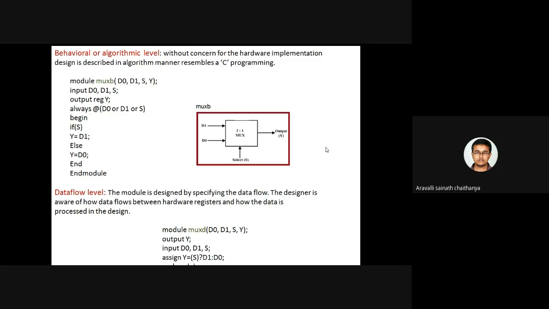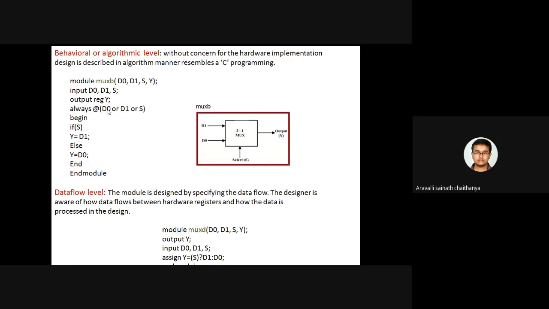So designing HDL at the behavioral abstraction level resembles simply C programming. For example, we will take a multiplexer as my module. What is the module name? I have taken MUXP. What are the inputs and outputs? D0, D1 are the inputs, S is the input, Y is the output. I am explicitly providing the inputs and outputs here. Input D0, D1, and S is input.